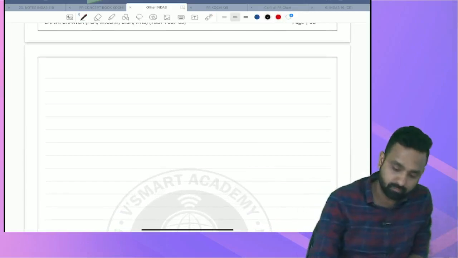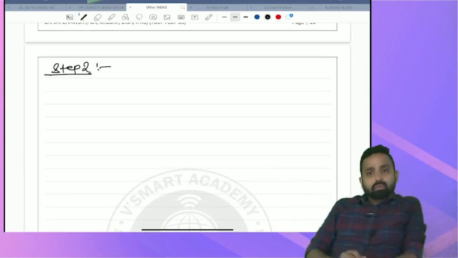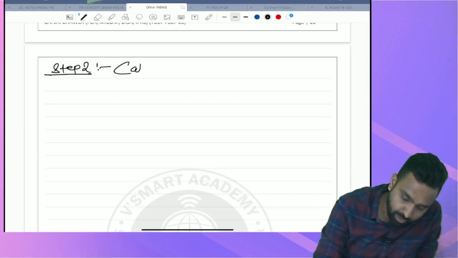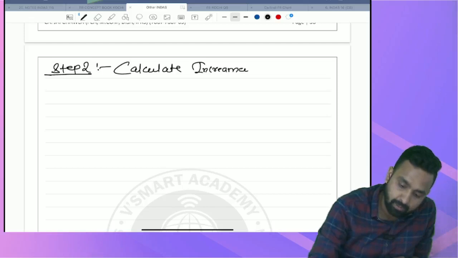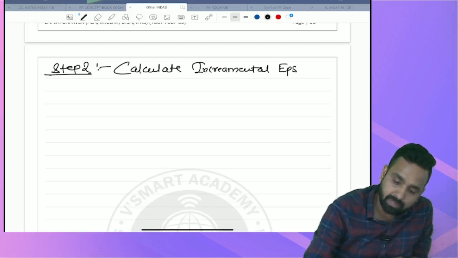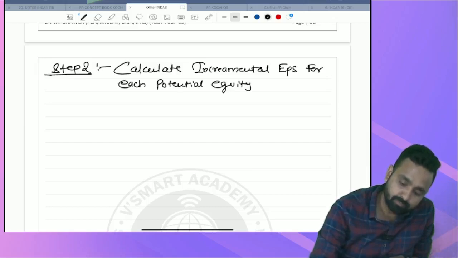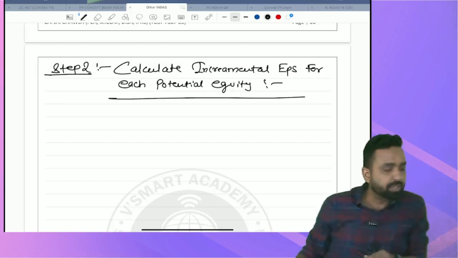Next, what to do now? Calculate incremental EPS for each potential equity. Calculate incremental EPS for each potential equity.